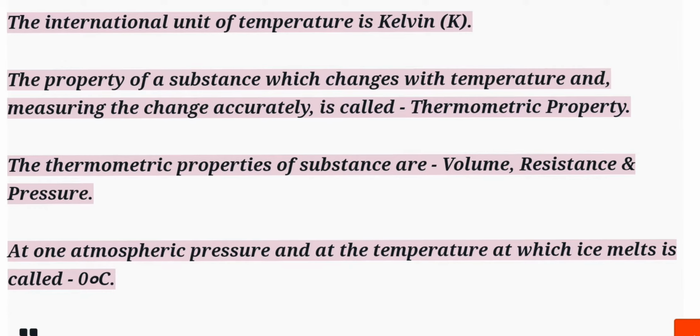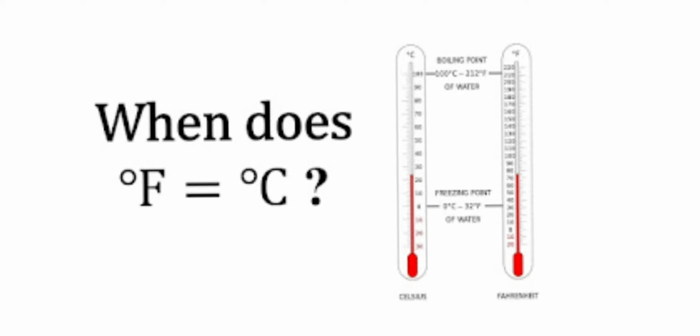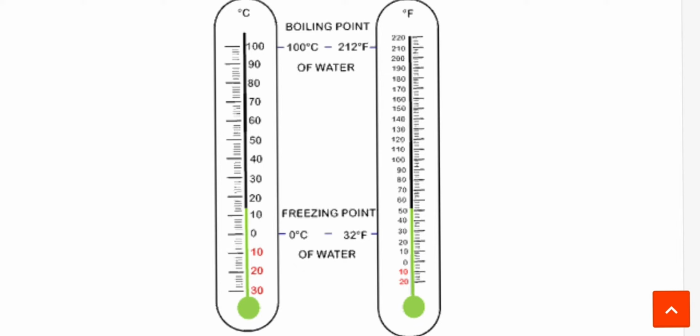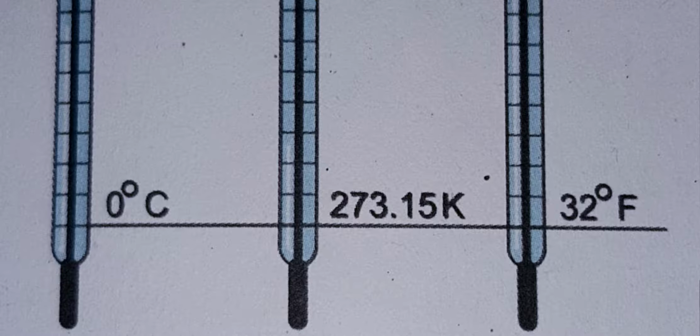So now you tell me, what are thermometric properties of matter? Any idea? Very difficult? No. I'm here to help you. To measure the temperature, special properties of a special substance are used, so that the change in temperature can be measured accurately. That is a thermometric property. The property of a substance which is used to measure the temperature is called a thermometric property.